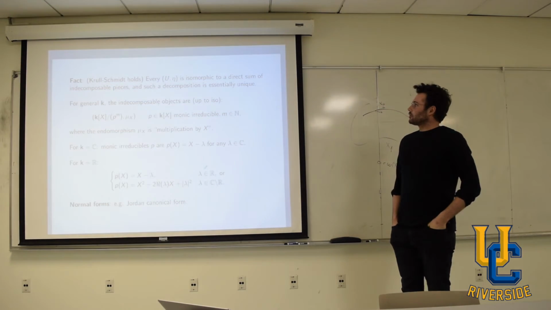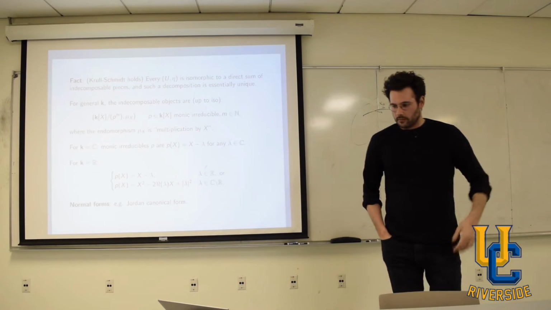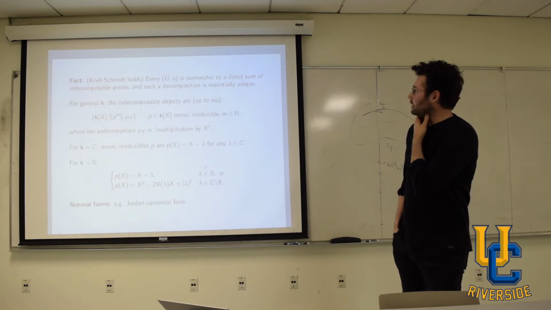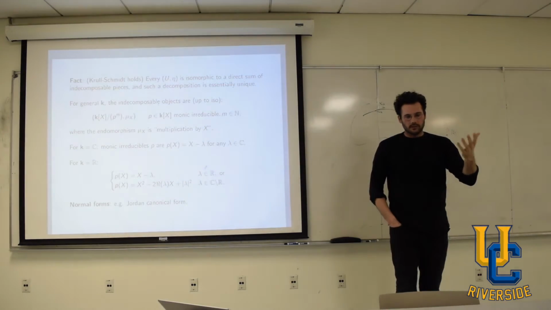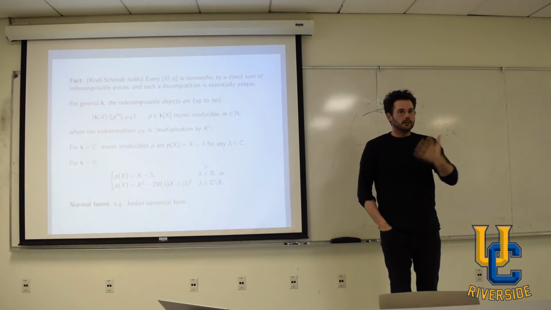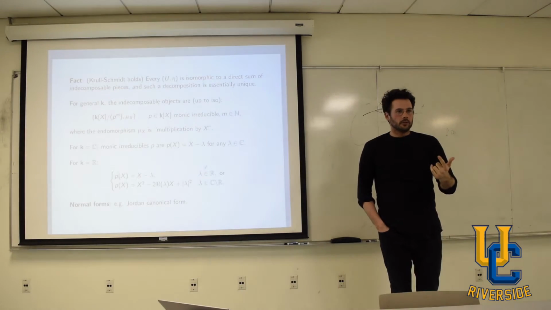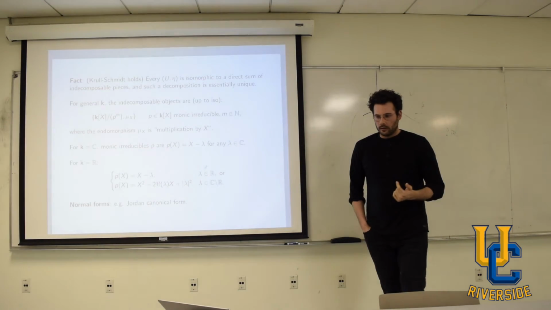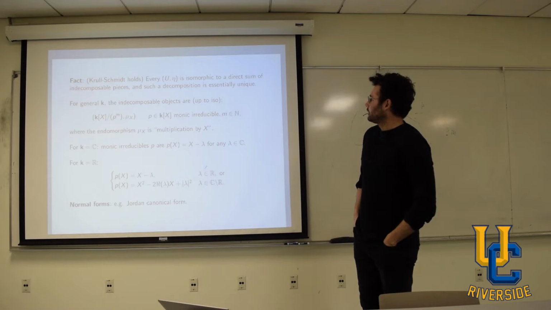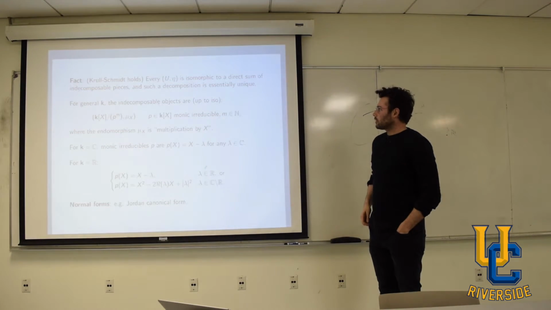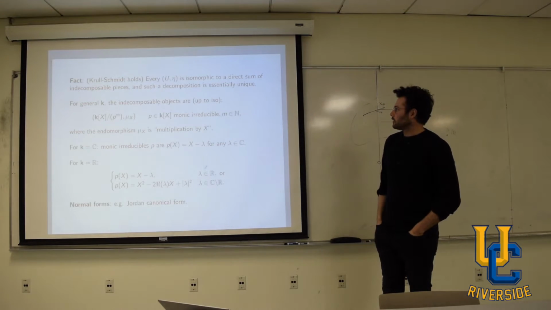Whenever I say Krull-Schmidt holds, that means that the statement of the Krull-Schmidt theorem holds for this particular case. So that means that our object, which is a vector space with an endomorphism, decomposes into indecomposable pieces. That's the first part, we have a decomposition. And the second part is that it's essentially unique. That actually is the case for this problem.